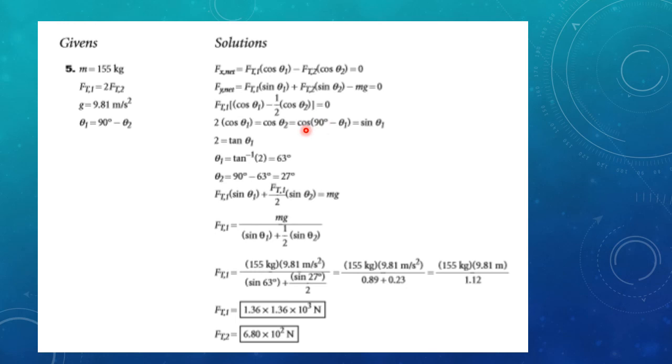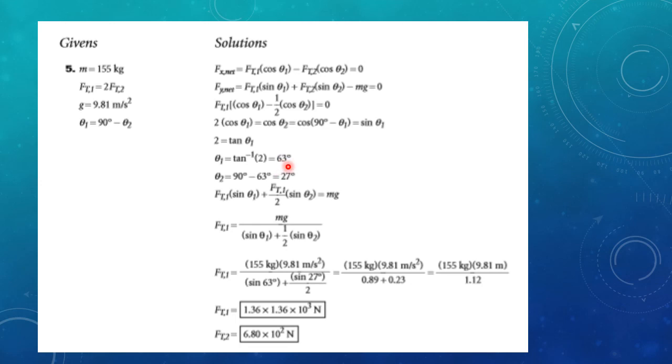And if cosine of angle 2 equals the cosine of this, that will equal the sine of angle 1. So sine over cosine is tangent, so 2 equals the tangent of angle 1. Simplifying this phrase, which comes from here, allows us to get to this point. Solving for the angle, angle equals the inverse tangent, or arctangent, of 2. The inverse tangent of 2 is 63 if your calculator is set in degrees mode.